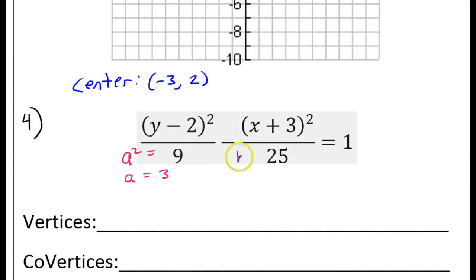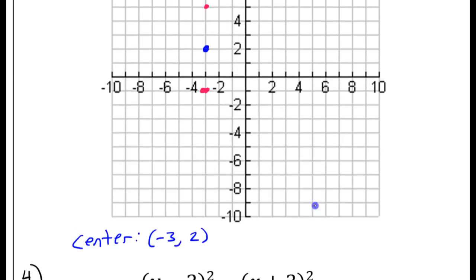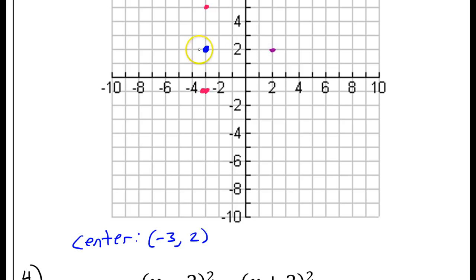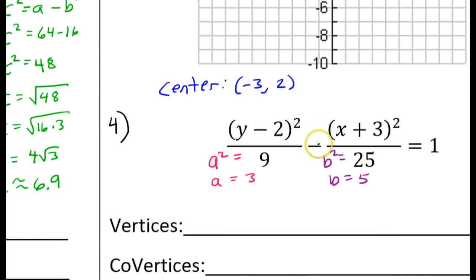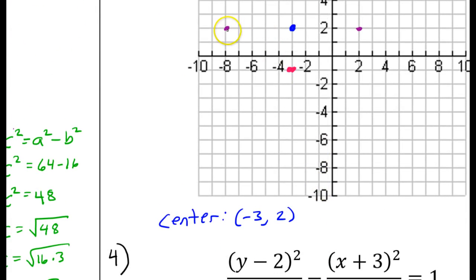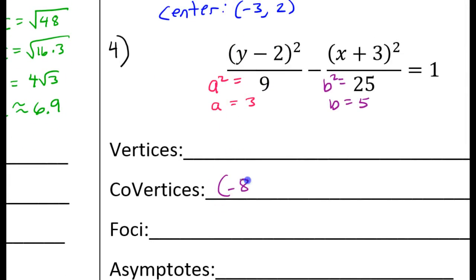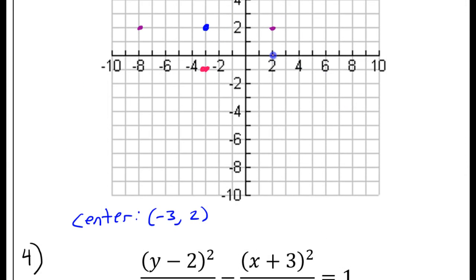The denominator of the negative term will always be b squared. If b squared is 25, then b is 5. Because the 25 is with the x term, I will do plus and minus 5 in the x direction. So starting from the center, if I go 5 to the right and 5 to the left, these are my co-vertices. I guess I'm supposed to be labeling these things. My left co-vertex is negative 8, comma 2. My right co-vertex is 2, comma 2.